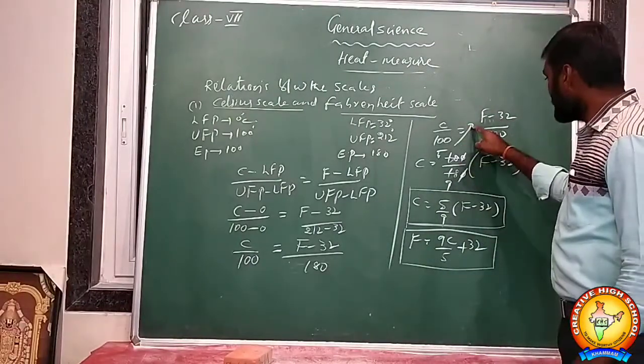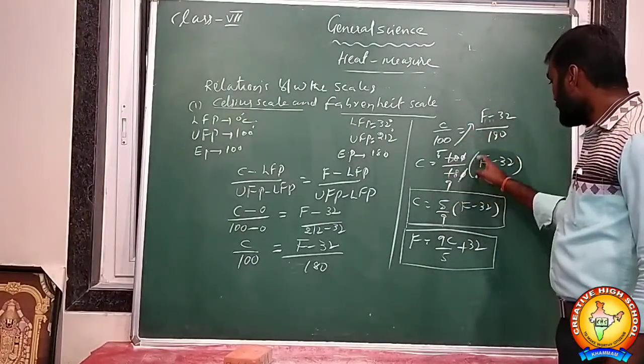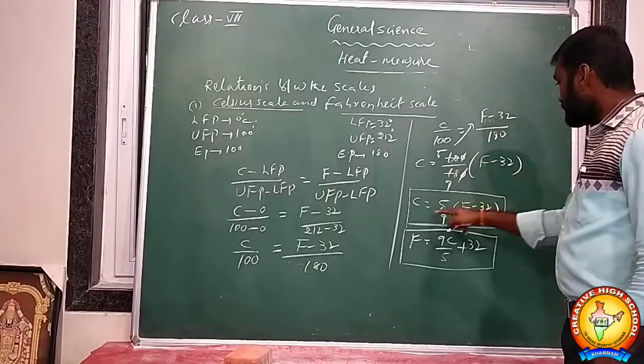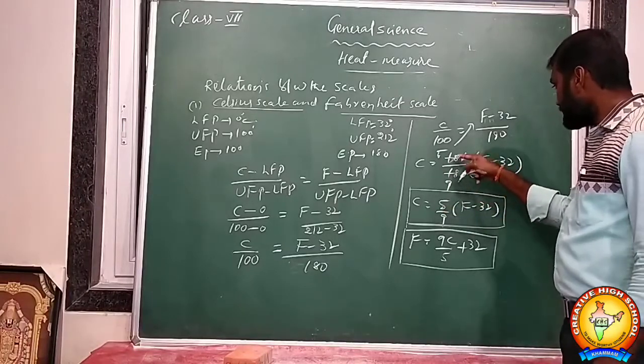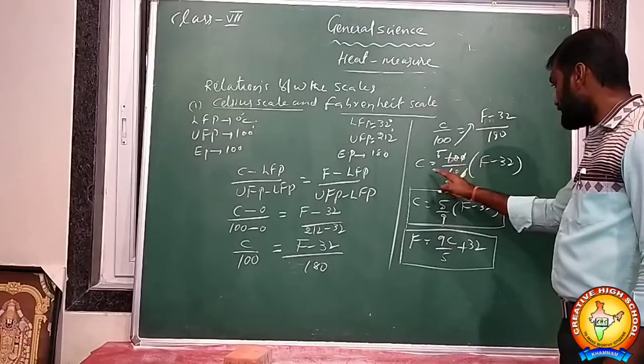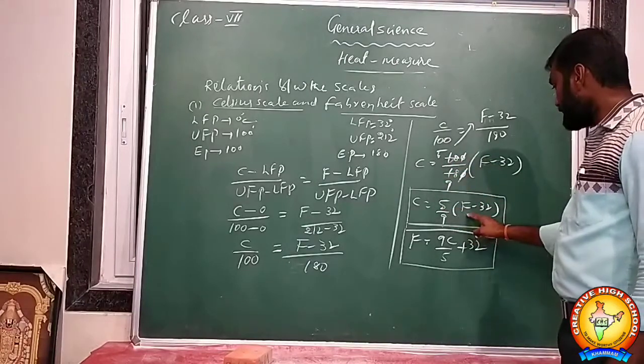Multiplying both sides by 100, C is equal to 100 by 180 into (F minus 32). The zero gets cancelled, leaving 10 by 18, and dividing by 2 gives 5 by 9. So C is equal to 5 by 9 (F minus 32).